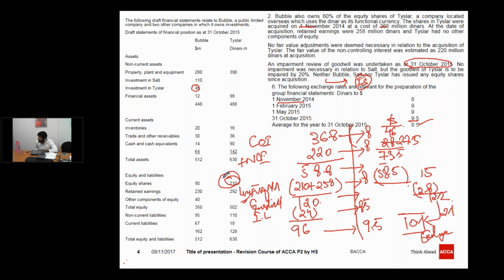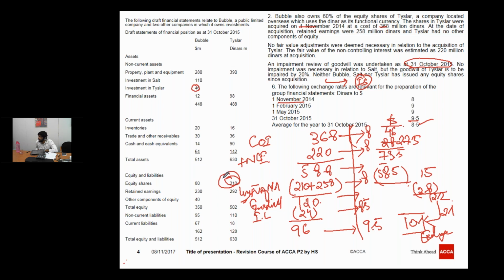Can exchange loss be found out by converting it with the opening rate and then comparing it with the closing rate? Yes, the exchange loss will also be calculated on the basis of changes in the exchange rate and the fair value of net assets.